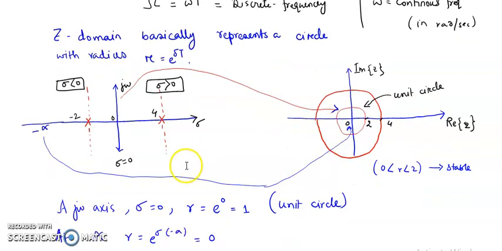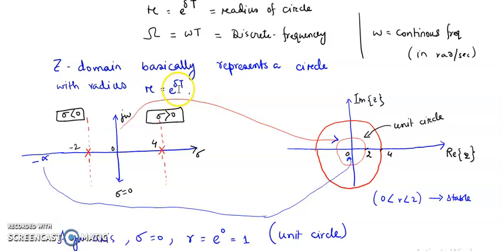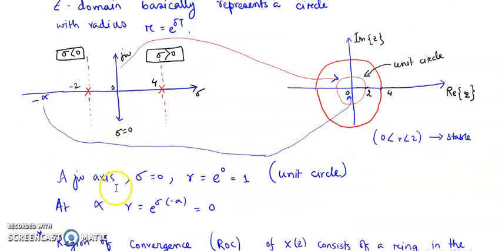Okay, so if you see that here r is equal to e to the power sigma t, if you put sigma equal to 0 here, it becomes 1. r is equal to e to the power 0 is equal to 1. So this sigma equal to 0 represents the imaginary axis. So at the imaginary j omega axis we get r is equal to 1. That means this imaginary axis is represented by this unit circle with radius 1.